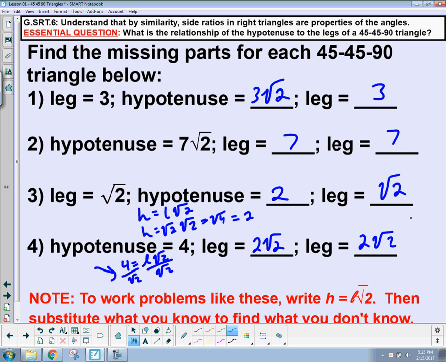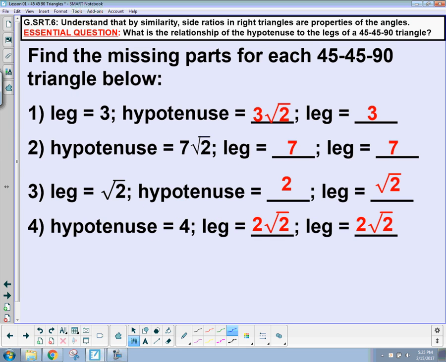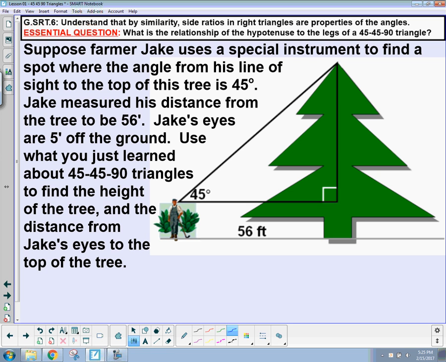We're going to do Farmer Jake, use a special instrument. Guys, we'll tackle this tomorrow because this is going to start applying to our project we're going to do for the kite. Go ahead and try this out if you want to, but I want to save this for tomorrow, and this will be our warm-up.